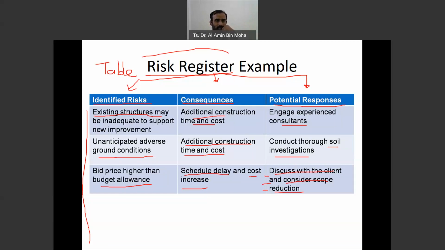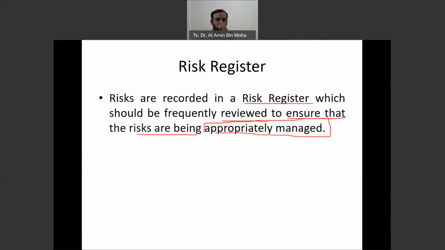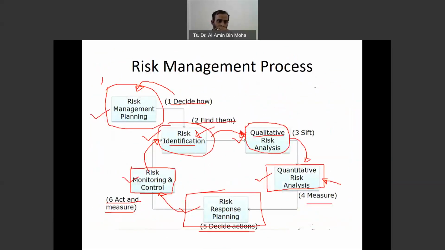Okay, so this is the example of a risk register. The list of the risks that have been identified, you're going to compile here, and then you're going to write the consequences and also the potential responses. Okay. So for the planning, you identify the risk, done, until you store them in the risk register. So what's next? We're going to do the qualitative risk analysis. You're going to see this.